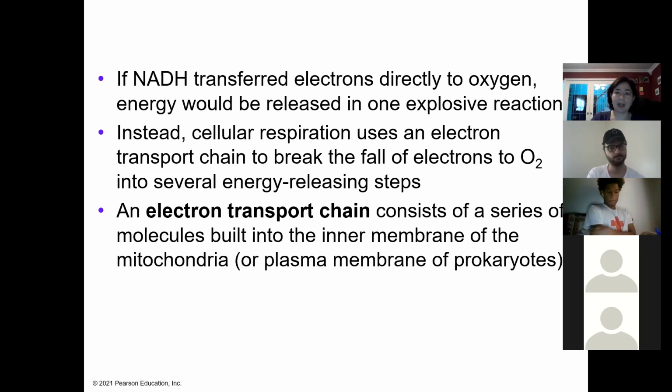Okay, as I mentioned before, the whole process of transferring electrons goes step by step. Because actually, if NADH picks up these electrons and transfers them directly to oxygen, the whole thing can just explode. There will be so much energy liberated through this process, right?